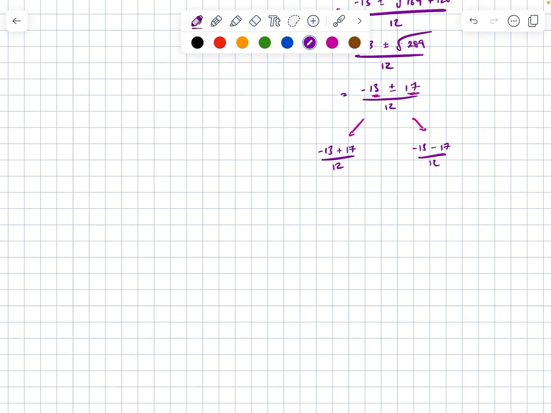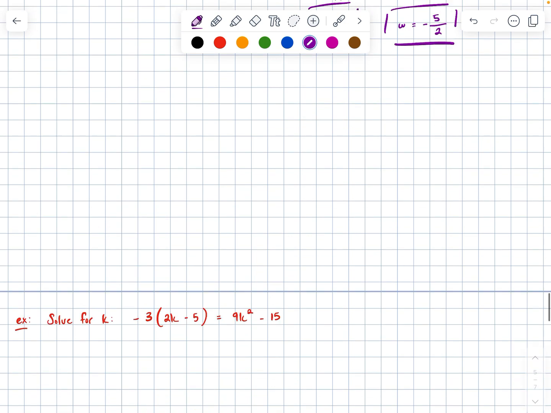Well, negative 13 plus 17 on the left is positive 4. And 4 over 12, both of those are divisible by 4. That leaves me with 1/3 as my first possible value for w. And over on the right, negative 13 minus 17 is negative 30. And 30 and 12 are both divisible by 6. 30 divided by 6 is 5. 12 divided by 6 is 2. I've got my negative sign out in the front. And here is my second value of w.